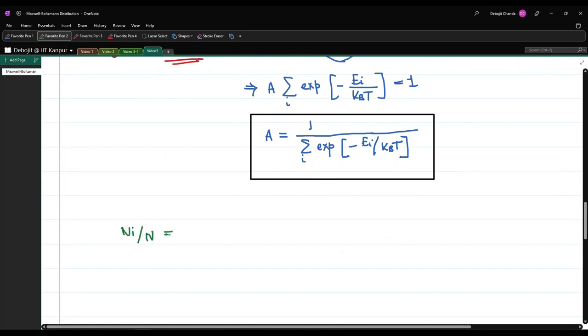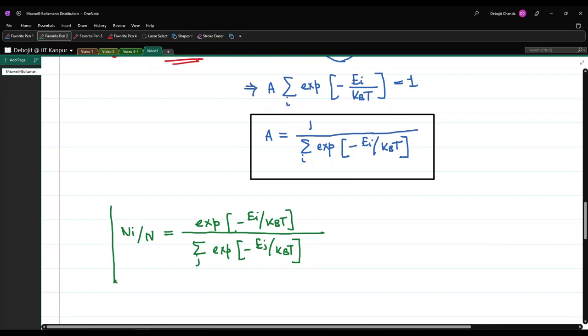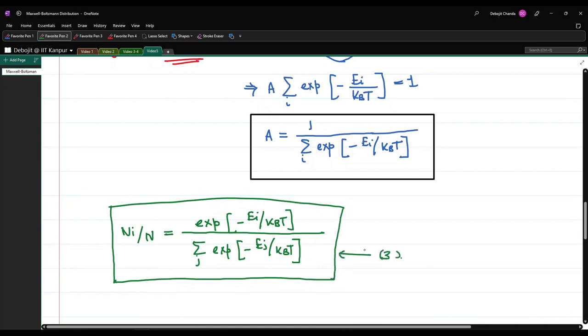ni over n is exponential e to the power minus Ei over kBT, divided by summation over j exponential minus Ej over kBT. So this is equation 3.